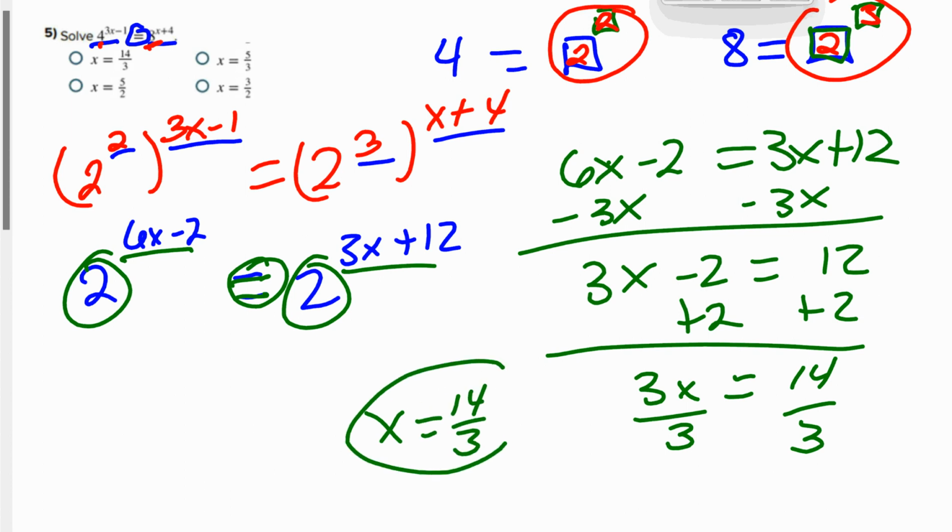And I would normally check this, plug it back into my original x's, and see on a calculator if I'm correct, if the left-hand side equals the right-hand side. But since it's a fraction, I don't want to do it.